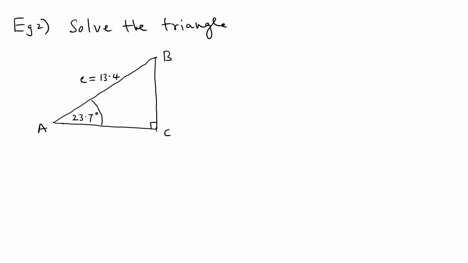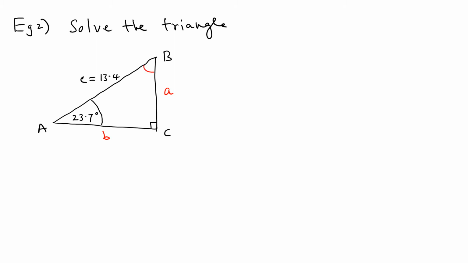As the next problem, we can look at this one. It says solve the triangle. A triangle is given, and also the angle at A is given, which is 23.7, and also the hypotenuse is given. What you need to find is the side opposite to B, that is lowercase b, and the side opposite to A, that is lowercase a. And then we also need to find the angle at B.